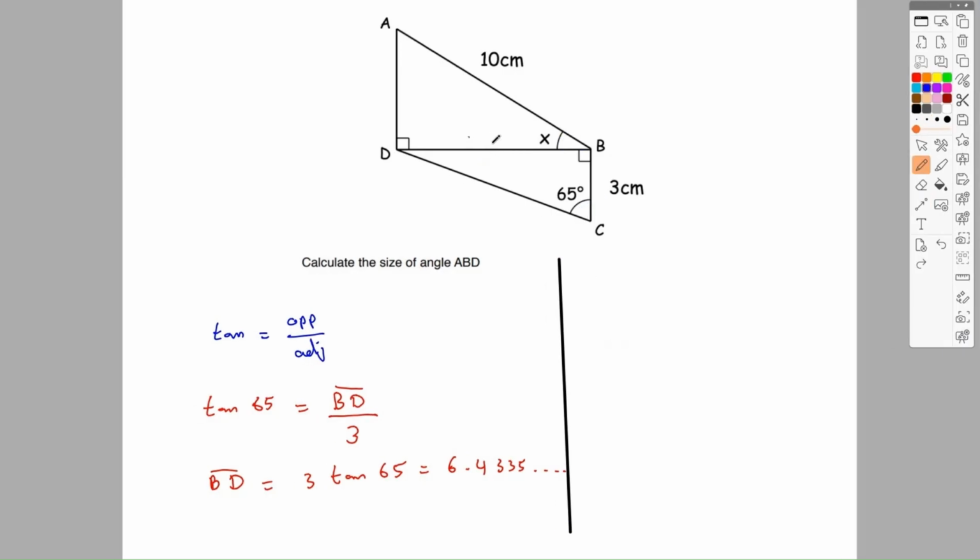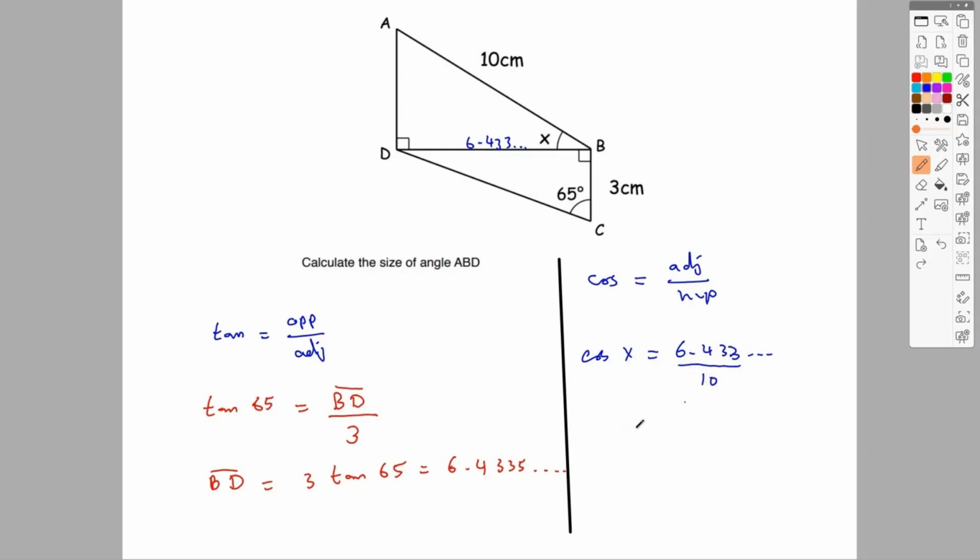Now let's label this one. Now I have to find the angle x. To find the angle x, I have the adjacent, since this line became the adjacent for this angle, and I have the hypotenuse. So I have to use the cosine ratio, because cosine equals adjacent over hypotenuse. So cos x equals the adjacent line, which is 6.433, over 10.